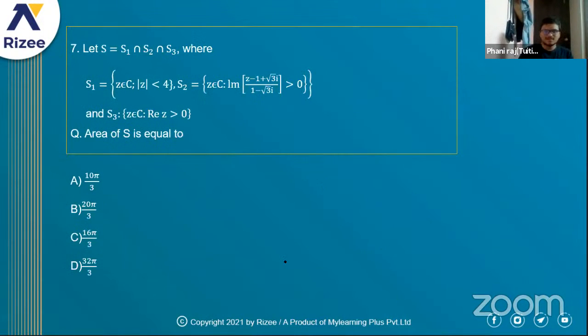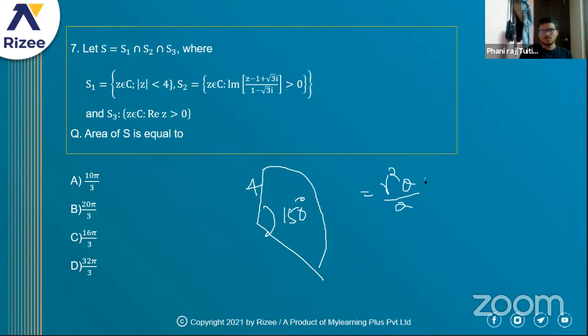Now the area of S. The area of the sector is a sector with 150 degrees. This is 90, so this is 150 degrees. The radius is 4. So we know the formula, right? R square theta by 2. So what is R? 4 square by 2 into, what is 150? 150 is 5 pi by 6, no?